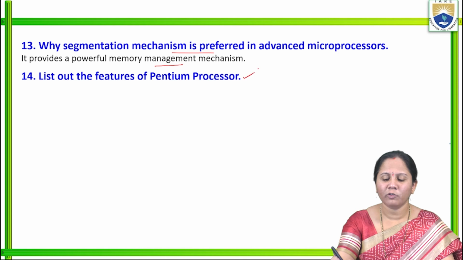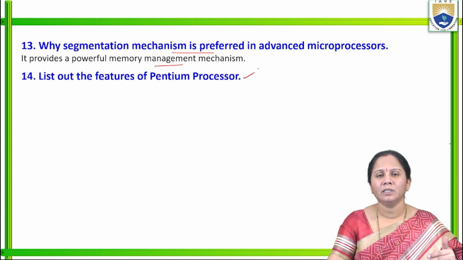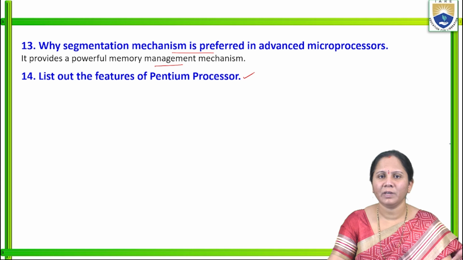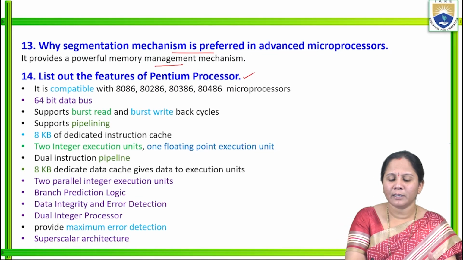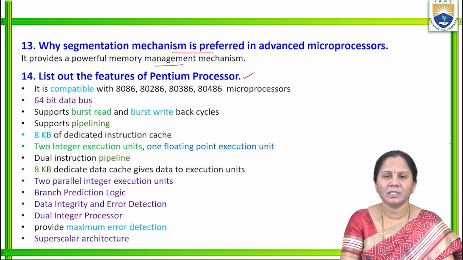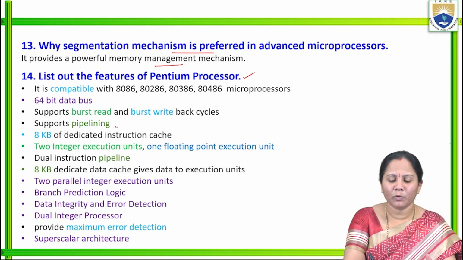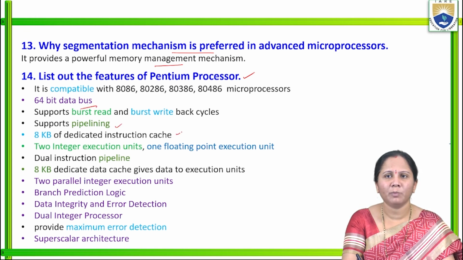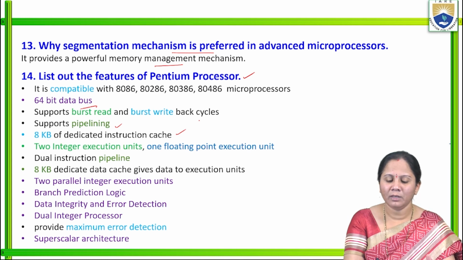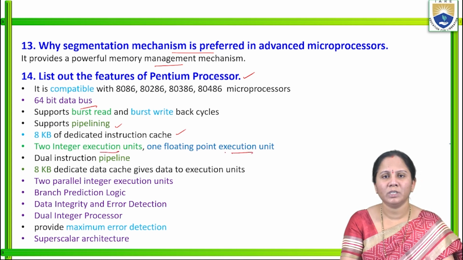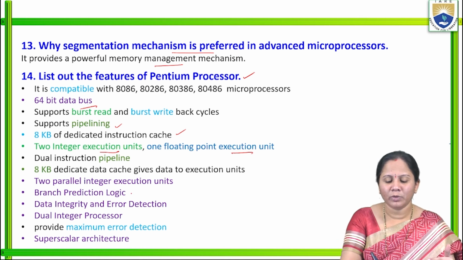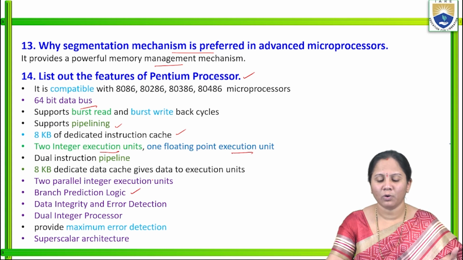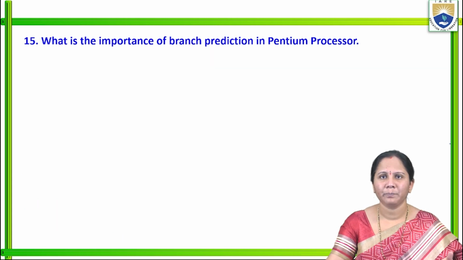And list out the features of Pentium processor. That means the advanced microprocessors from 80586 we call Pentium processors. So here we have to indicate some of the features of the Pentium processor, like what is the size of the data bus, whether it is supporting pipelining or not, how much cache memory is available, how many execution units are there, and whether it is supporting branch prediction logic or not. So all these features we have to indicate.